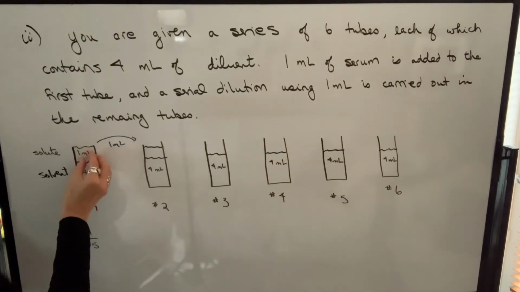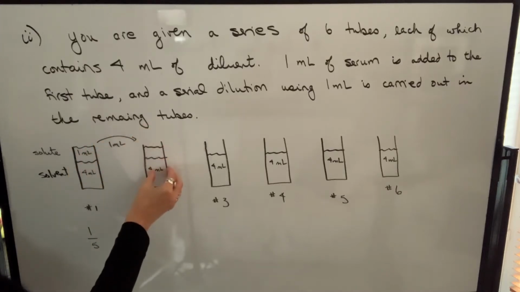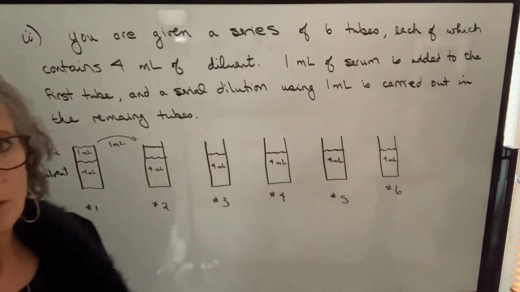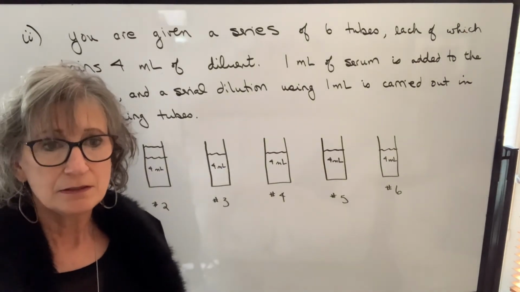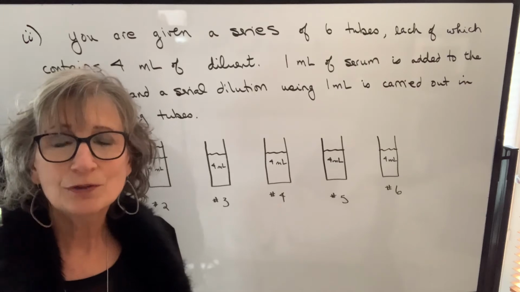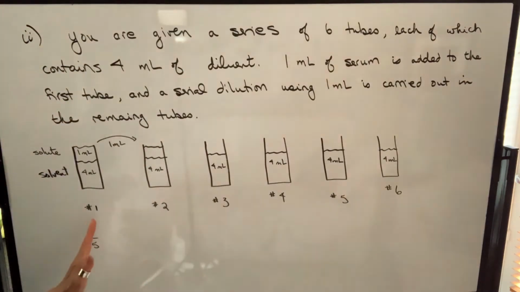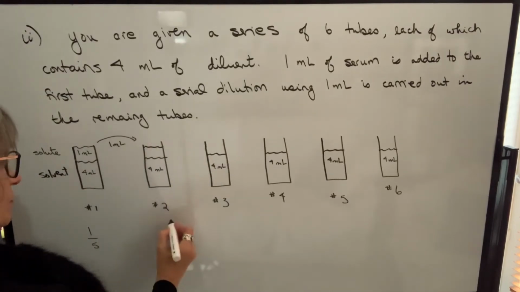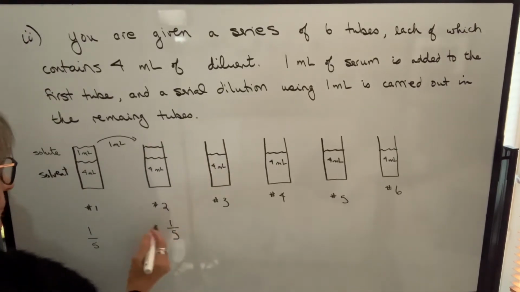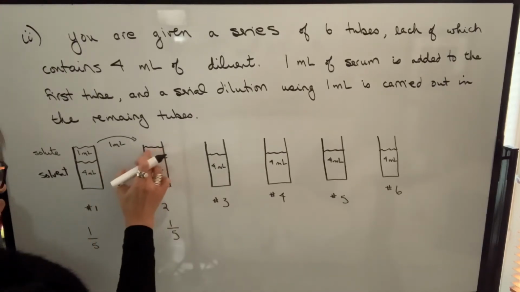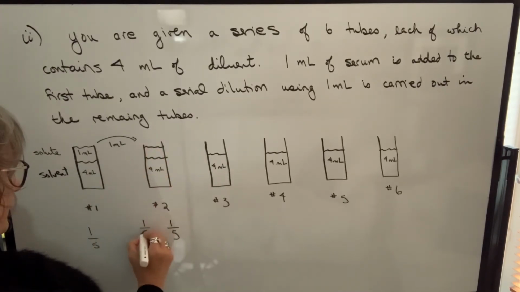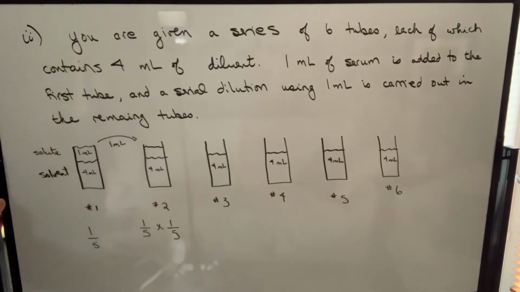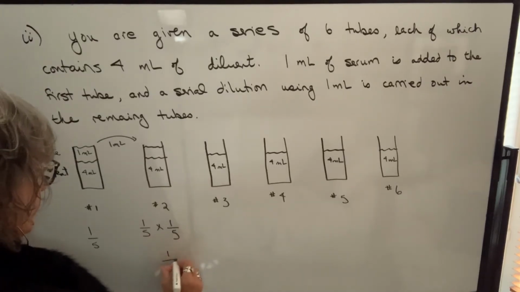Next, we're going to take 1 milliliter of this solution and add it to tube 2, which already has 4 milliliters of solvent in it. Now, what we're going to do is find the dilution factor of that tube and multiply that by the concentration of tube 1. So if we're adding 1 milliliter, again, this will be a 1 to 5, but the concentration of this was 1 to 5. So that concentration times our dilution factor will give our new concentration, which in this case is 1 over 25.